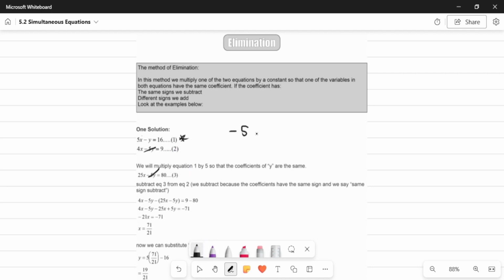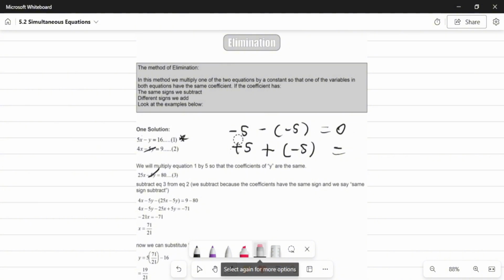See, minus 5 minus minus 5 will equal 0. This is why when they have the same signs, subtract so that you can eliminate that one variable. But if they have different signs, so plus 5, and if they had minus 5, then you must add so that you can get it to 0. So same sign, subtract, SSS, different sign, add. Right, so that's what our aim is to do.